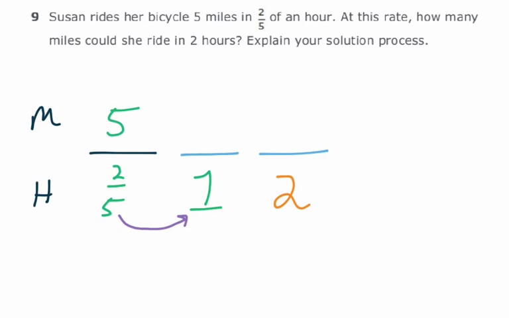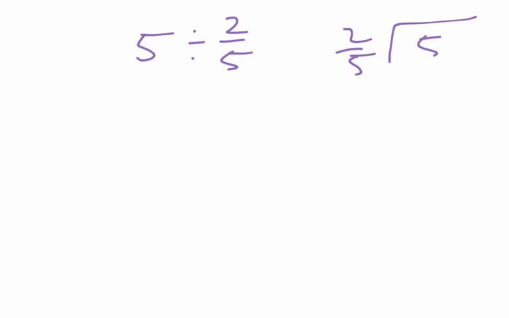Well, again, it's not a perfect relationship. What you can always do is divide 5, the numerator, by the denominator. 5 divided by 2/5 will give us the unit rate here, and then we can use that to solve for 2 hours. So we're going to take 5 and we're going to divide it by 2/5. You're not going to set it up where 5 goes inside and 2/5 goes on the outside. That's improper. That's not how you divide fractions.